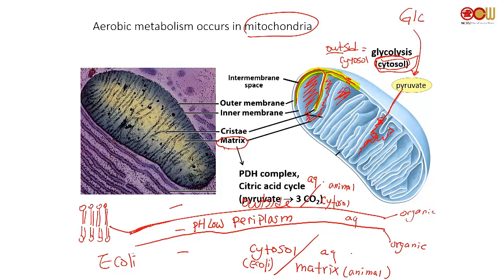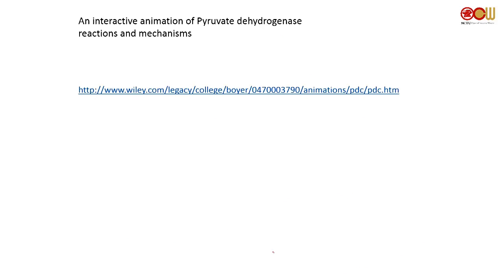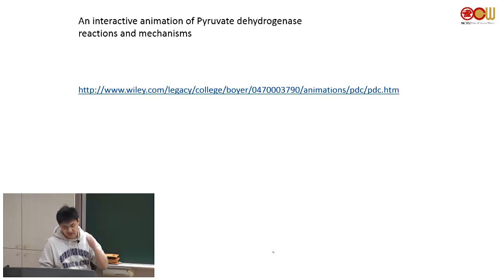where you can find your enzymes for the TCA cycle. Inside, it's going to oxidize your acetyl-CoA, turn that into CO2, and then NADH is going to do some stuff. If you have my slides, here's an interactive animation for pyruvate dehydrogenase. It's not really an animation, it's more like a website that helps you learn pyruvate dehydrogenase. When you're studying this week or next week, you can take a look.